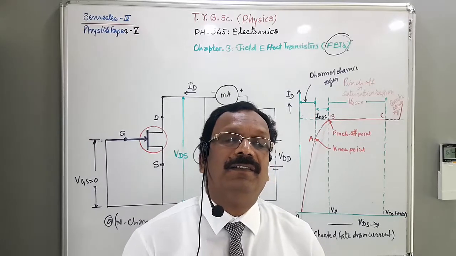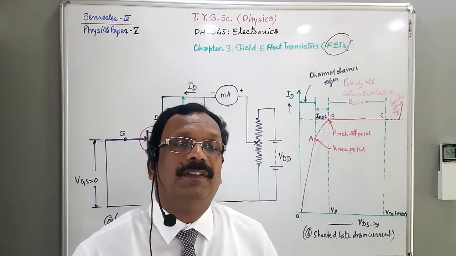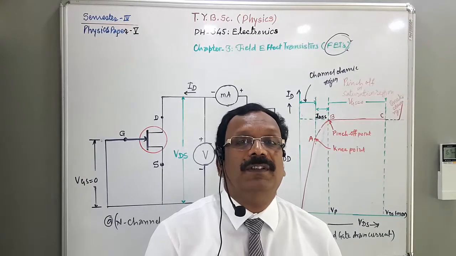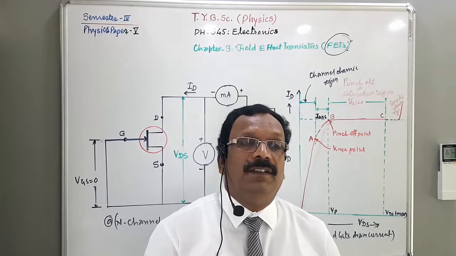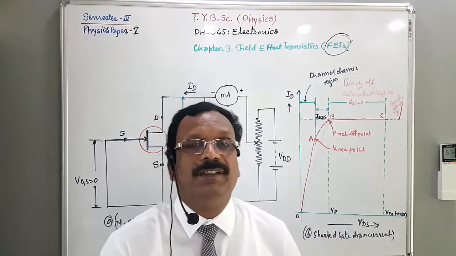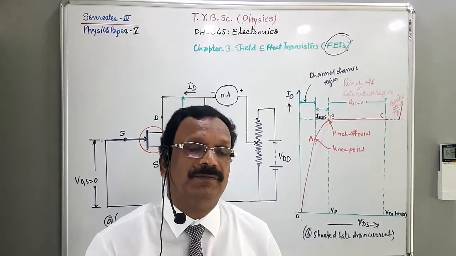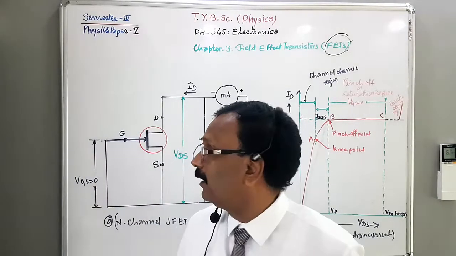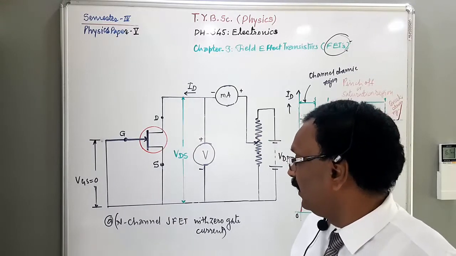In the previous lecture, we studied the definition, types, and construction, along with the symbol, of N channel FET and P channel FET. Now, in this lecture, we are going to see the working of N channel JFET. For that purpose, consider this circuit diagram. This circuit diagram illustrates N channel JFET with zero gate current.